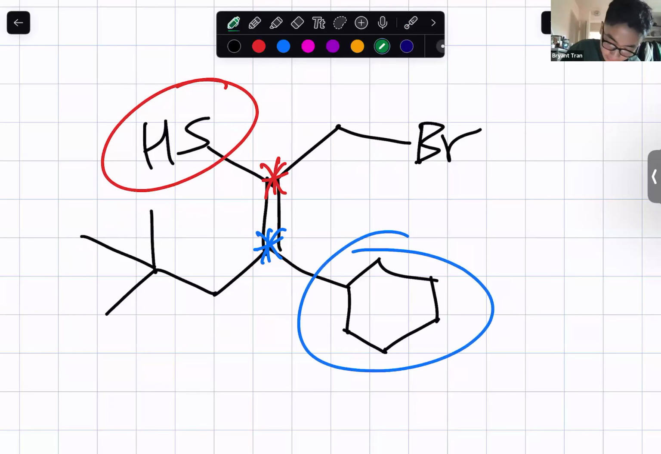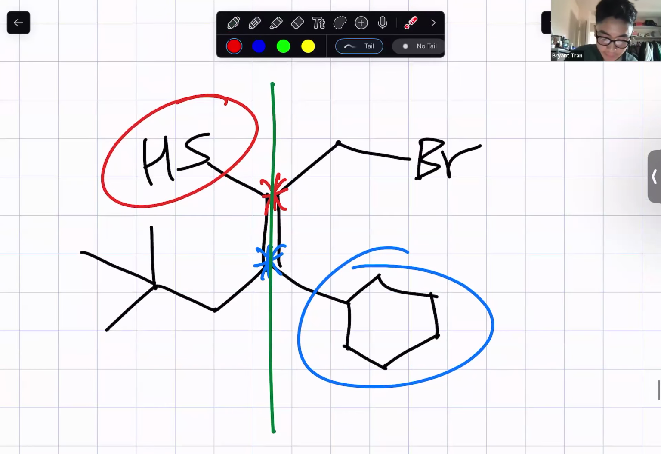Make a big line through the alkene like that. What is the relationship between these two priority groups? It's E. Yep, E, because they're on opposite sides of the line.